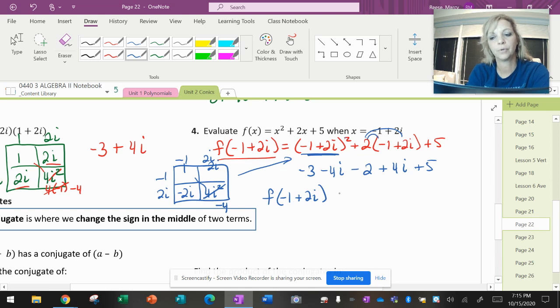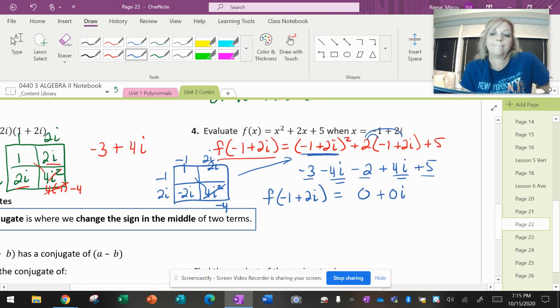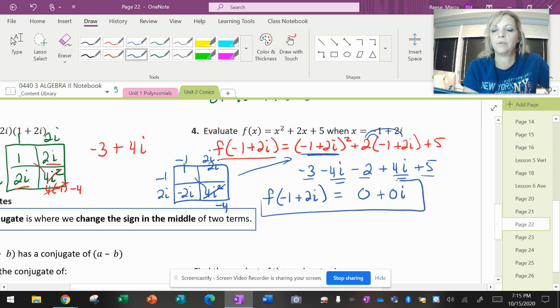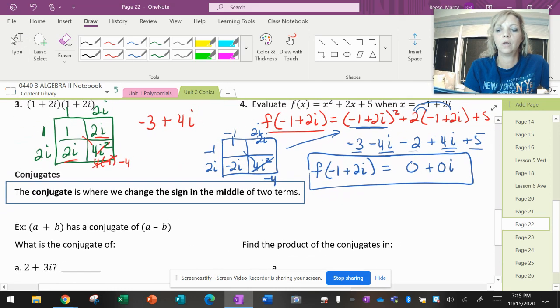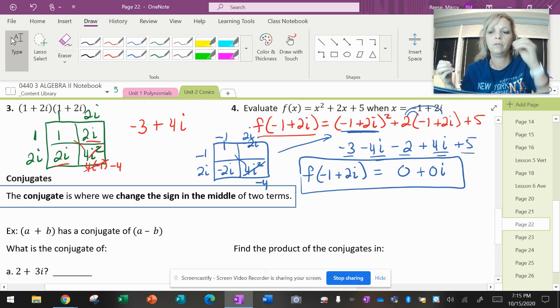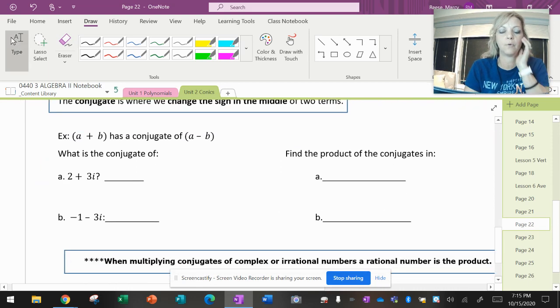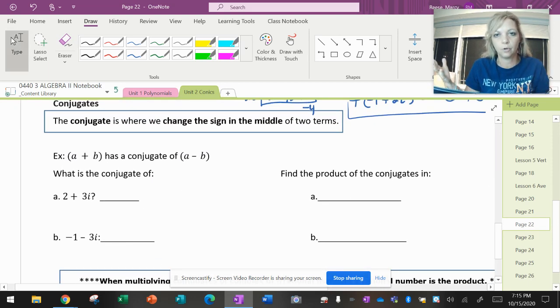So f of negative 1 plus 2i is equal to, okay, so let's do it. Combine the real numbers first: negative 3 and negative 2 plus 5, that's 0. And then negative 4i and positive 4i is 0 again. So I literally have to leave my answer like that, 0 plus 0i. That's it. I know it sounds funny, but that's how you have to show it. If it says a plus bi form, you have to show a number, even if that number is 0. It's very different from what you've done before, like when you have a 0x, you don't put 0x, right? But you have to for the a and the b.